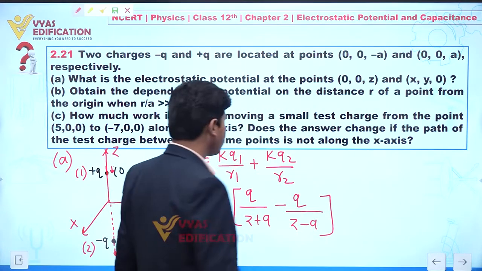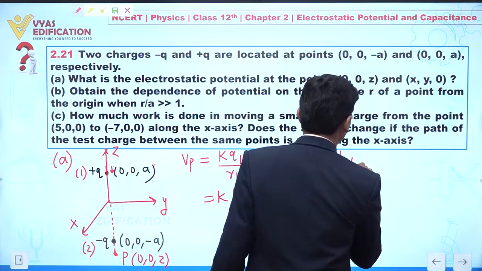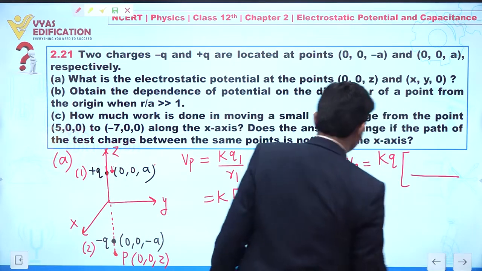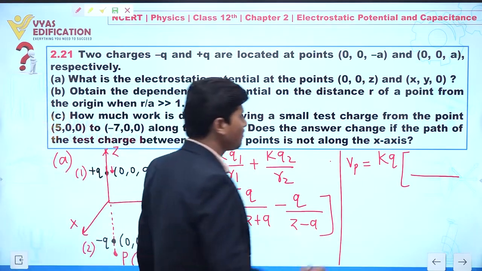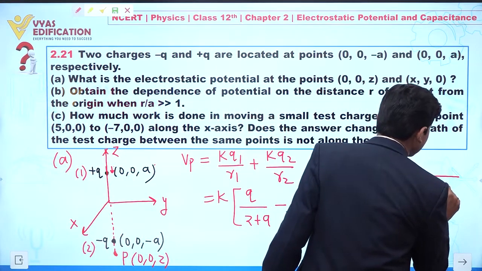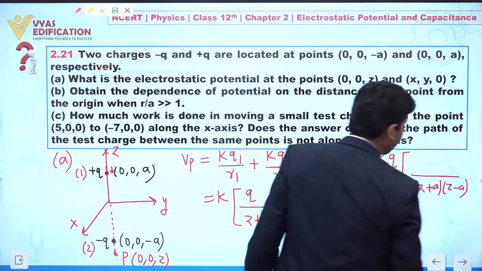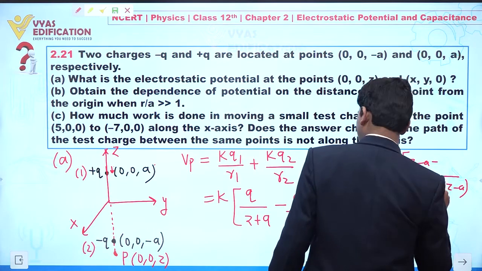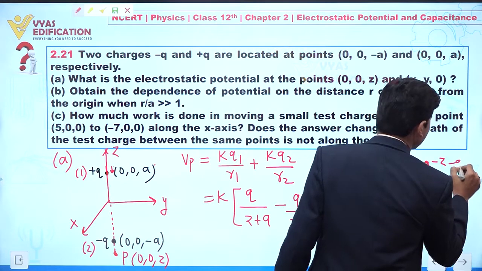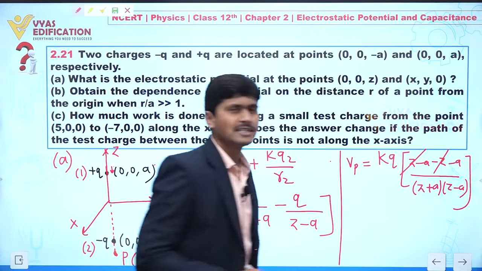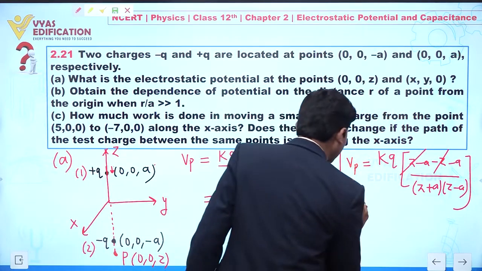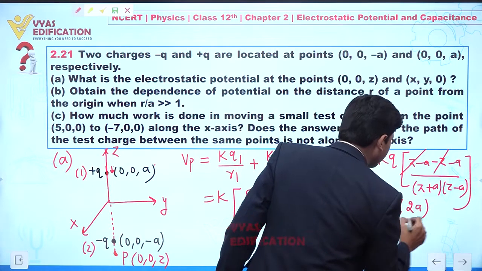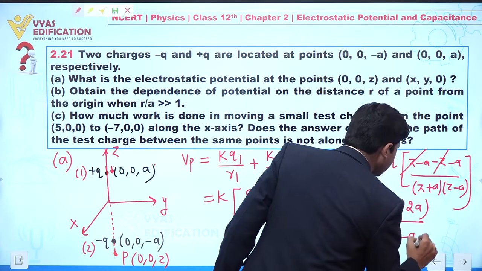So we can write the value of Vp, this is given by kq times (1 upon z plus a, minus 1 upon z minus a). Now we can write z minus a minus z minus a. From here you can say z and z are cancelled out, so the final value I am writing here: Vp equal to minus kq multiplied by a divided by z square minus a square.